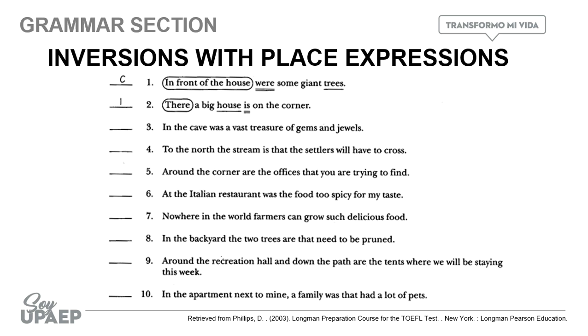And the second clause doesn't make sense if you remove the prepositional phrase. Saying were some giant trees is illogical. So you need in front of the house were some giant trees. So that's why you need an inversion.